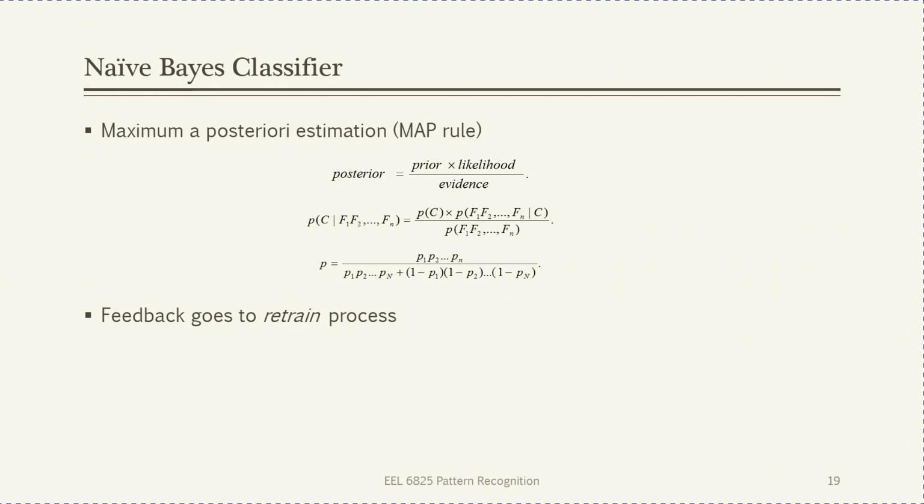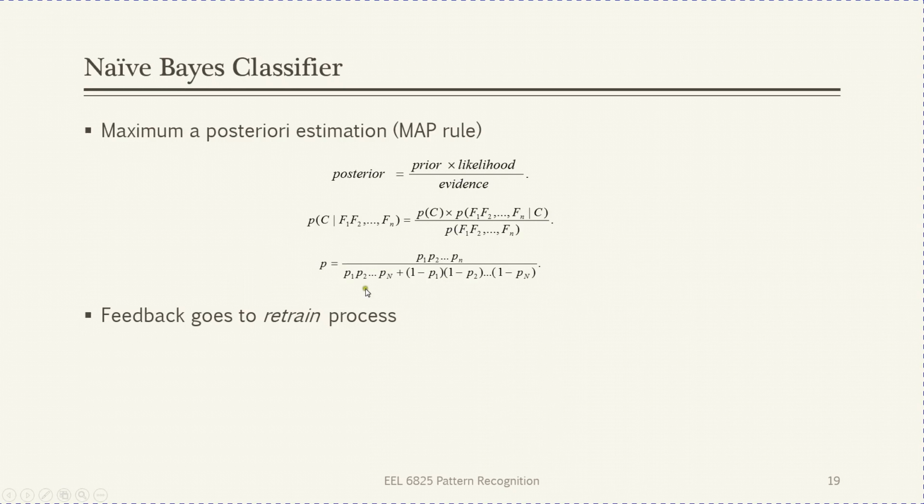For simplicity, we just applied the naive Bayes classifier, which does the job just well. What it does here is apply maximum a posteriori estimation, also known as the MAP rule. The posterior probability can be calculated by the prior times the likelihood over the evidence, and it can be derived to the following two equations here.